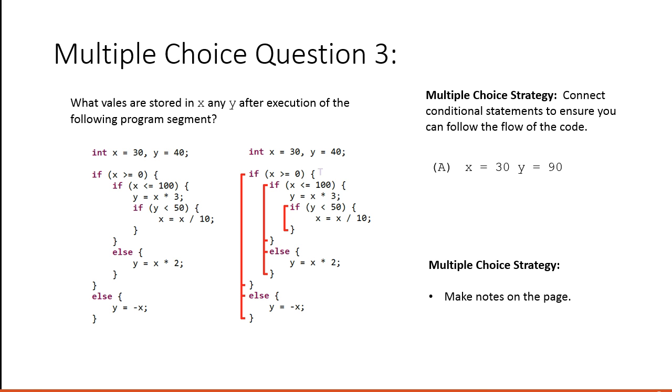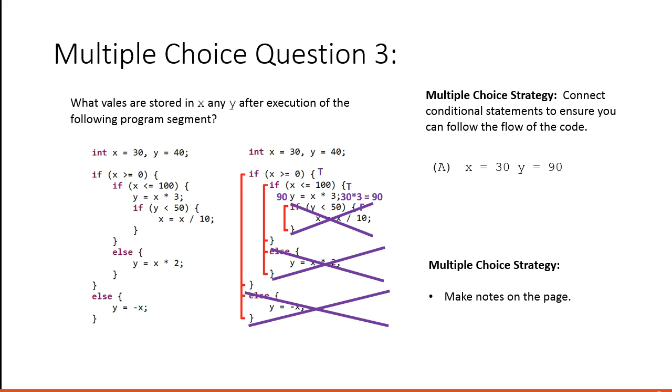So this is how I might do this. I might put a T here, you see here, because that evaluates to true. So I can ignore that, I'll cross that off. Next condition will evaluate to true, so I can ignore that, so I cross it off. I'm going to work out 30 times 3, which is 90, so I'm going to put y equals 90. That evaluates to false, so I'm going to cross that off. And then my answer is going to be x is 30 and y is 90. So that's one strategy. Get your pen out, write something on the page. It's going to help you.